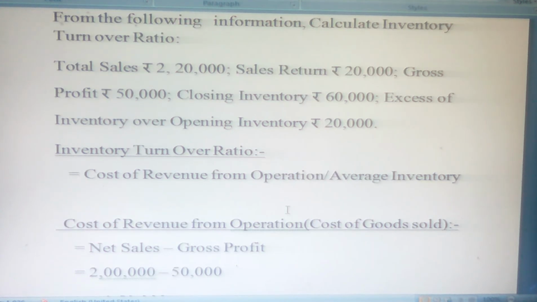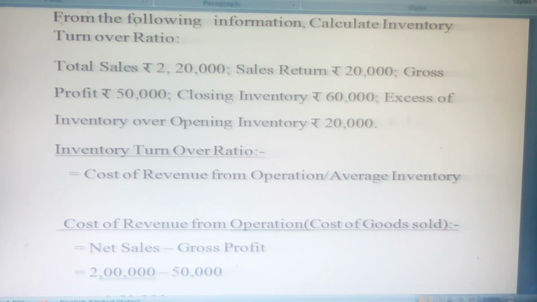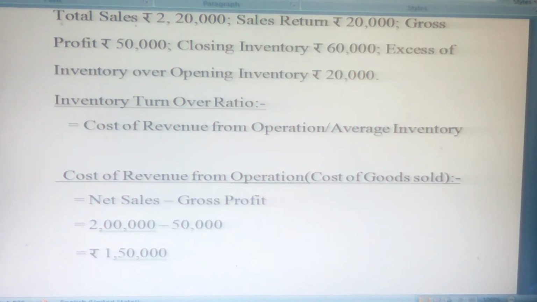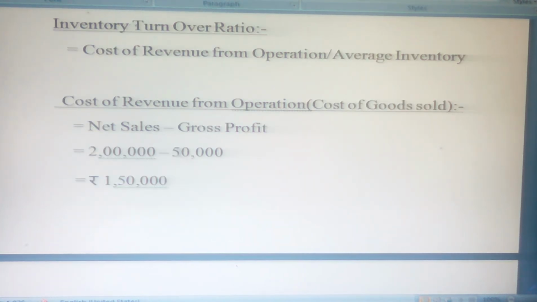So naturally, what is our opening inventory? Closing inventory is 60,000, and excess of inventory over opening inventory is 20,000, an extra difference. Okay, so 20,000 extra for the opening inventory. As you substitute in the formula, inventory turnover ratio is cost of revenue from operations divided by average inventory. As you know, cost of revenue from operations is net sales minus gross profit. Here they are directly given.